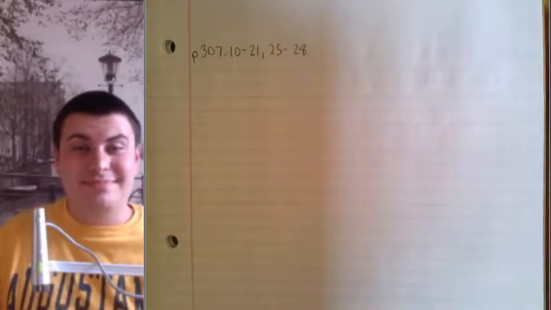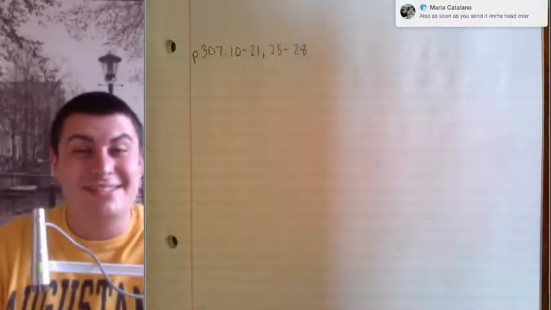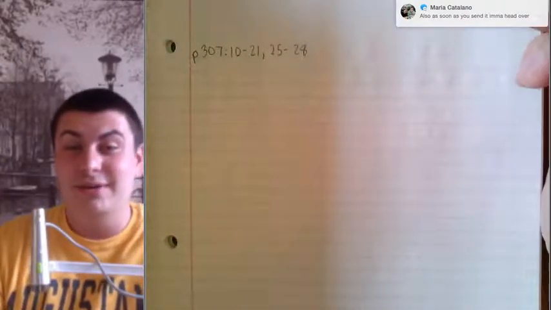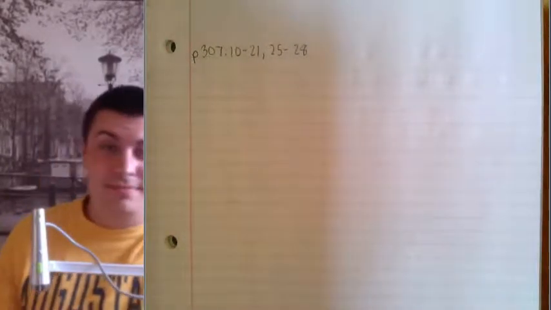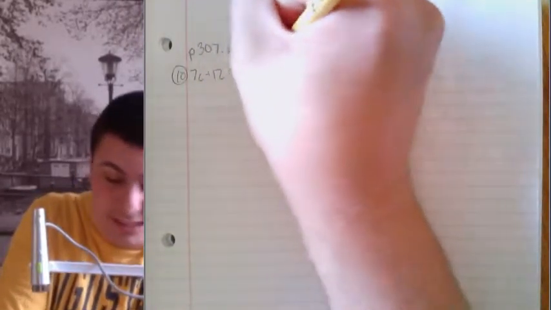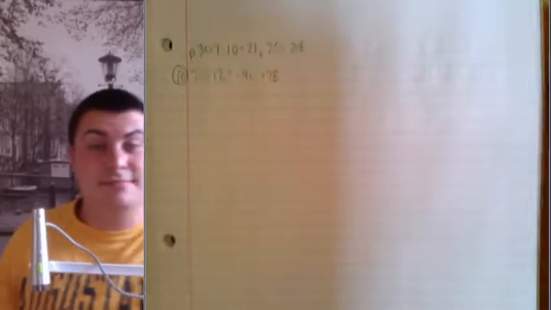Let's go ahead and look at our practice problems. Page 307, 10 through 21, and 25 through 28. So we look at number 10. Number 10 says 7c plus 12 equals negative 4c plus 78.